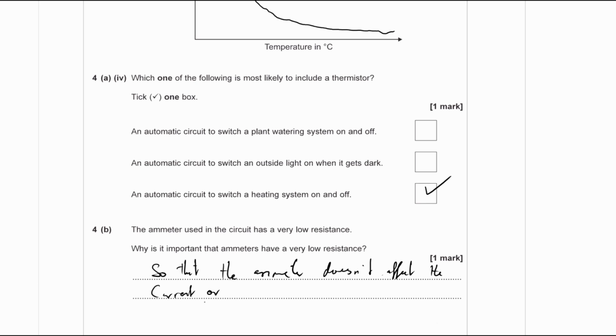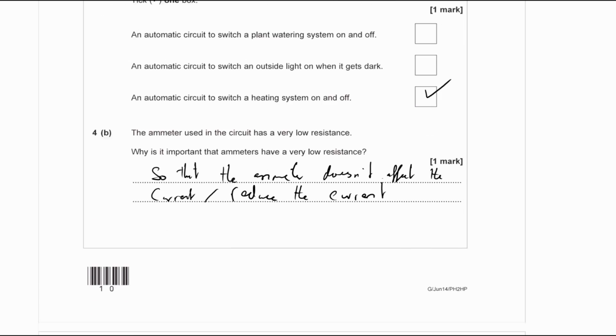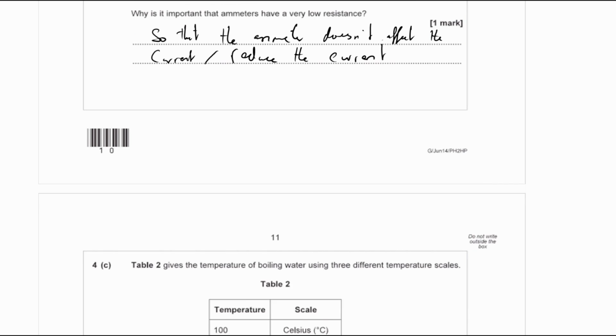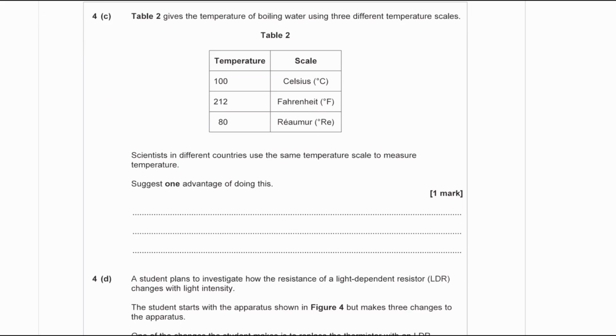or I'm just going to say slash reduce the current, because a high resistance or an increased resistance leads to a reduction in the current. Okay, so this is so that the ammeter doesn't affect or reduce the current, or affects it as little as possible, because it's going to affect it a very, very tiny amount. And that will be our answer. That's good enough for our mark.